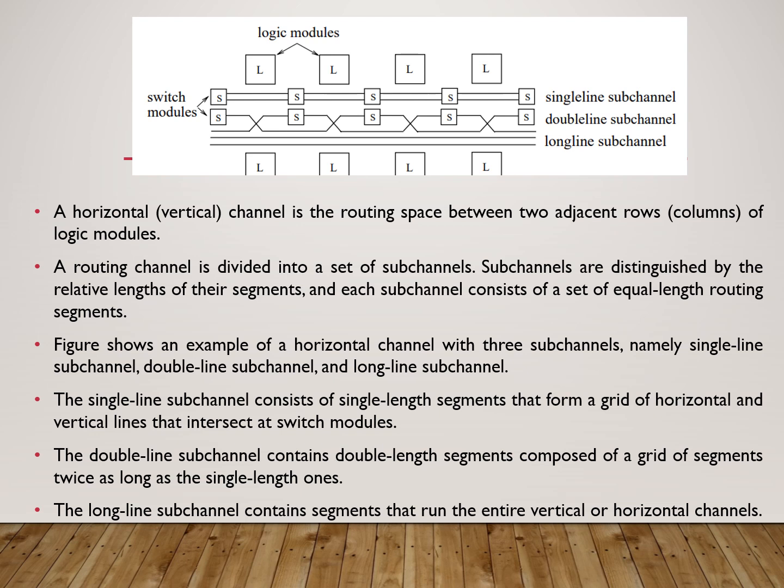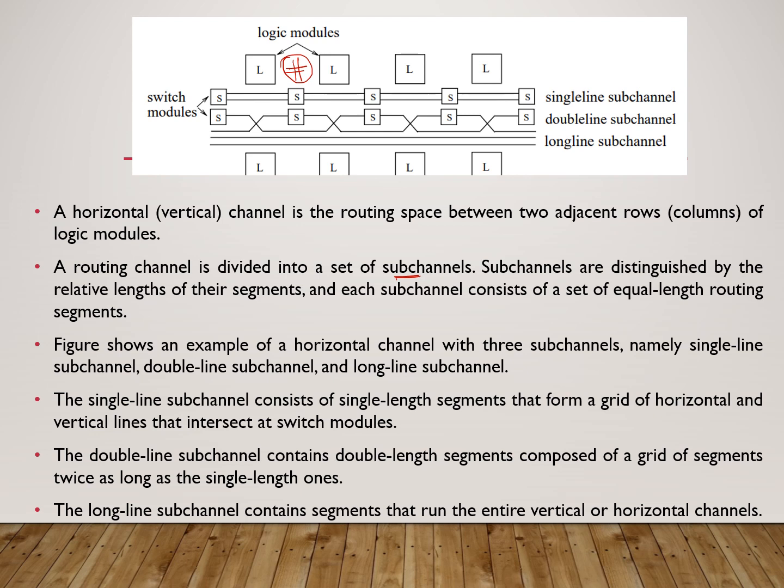Okay, the horizontal or vertical channel is the routing space between two adjacent rows of logic modules. If you want to make the connection between two adjacent modules, there will be some space. That space is called the horizontal channel or vertical channel. So the routing channel is divided into a set of sub channels. The total region is called the routing channel or channel region.